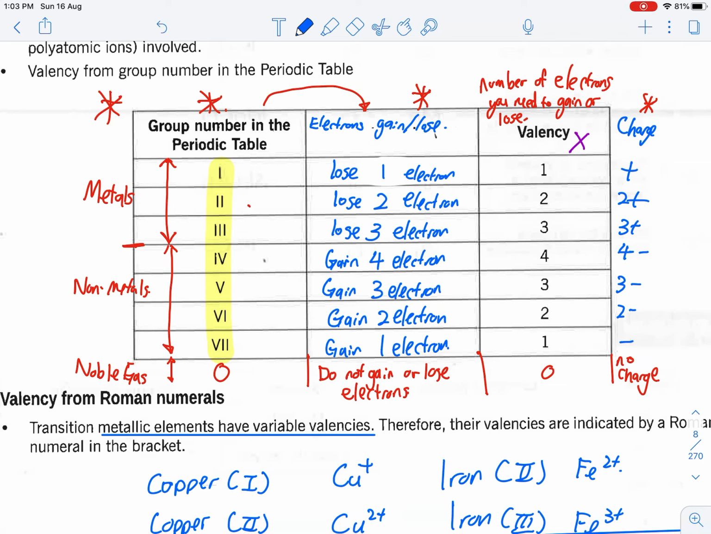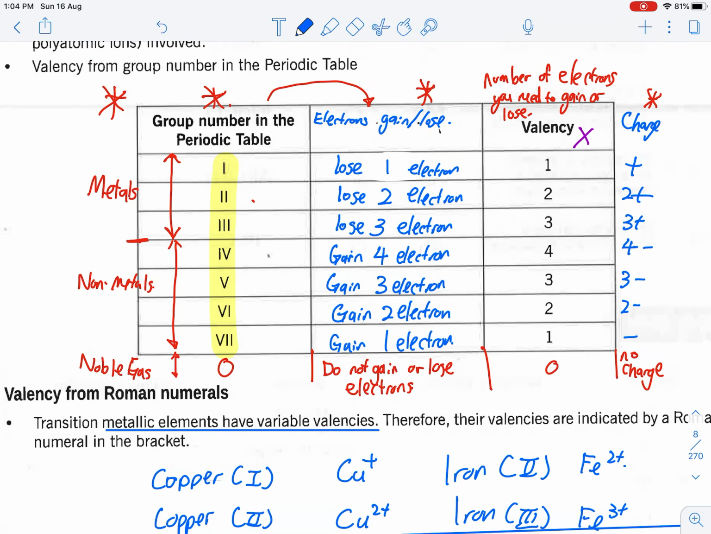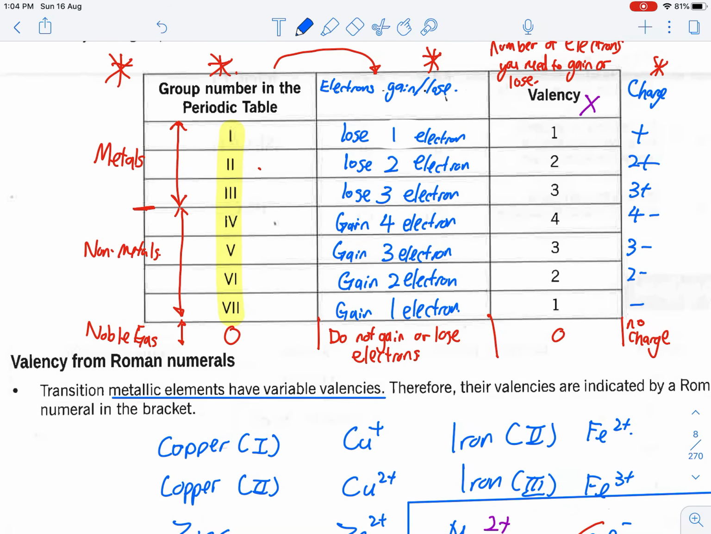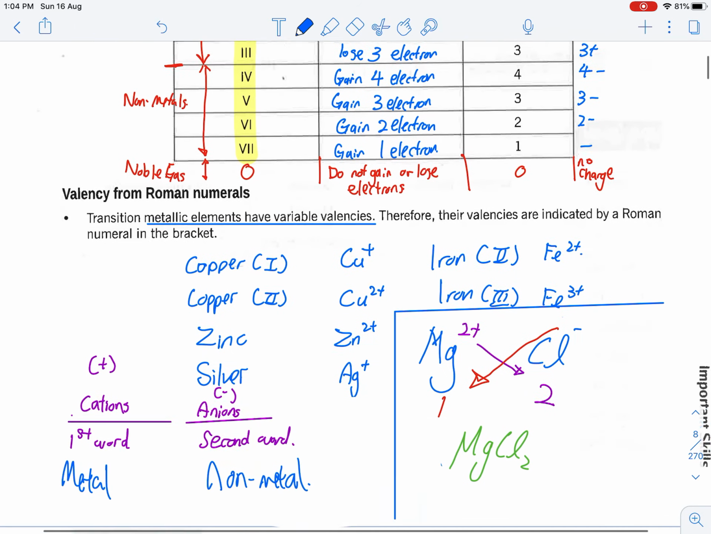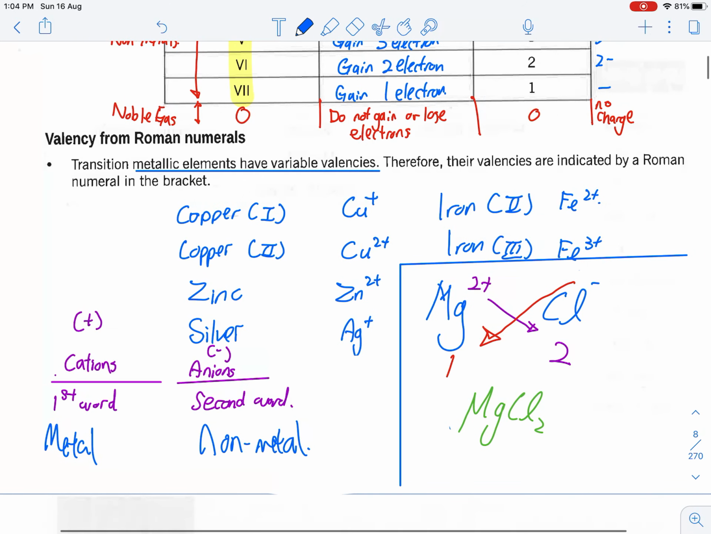For group 2 you will lose 2 electrons, so you'll be 2 plus. Group 3 loses 3 electrons, so you'll be 3 plus, and so on and so forth. The ones that lose will be positive, the ones that gain will be negative. For the charge, you write the number first and then the charge at the back.